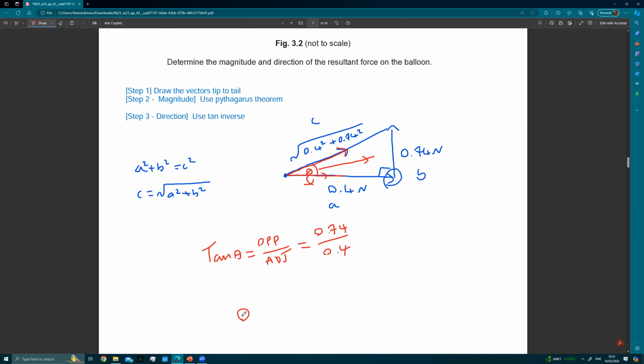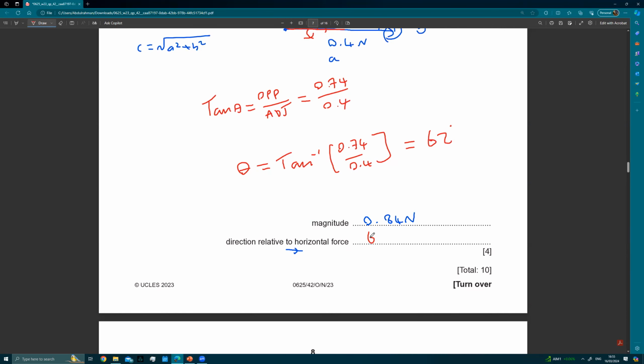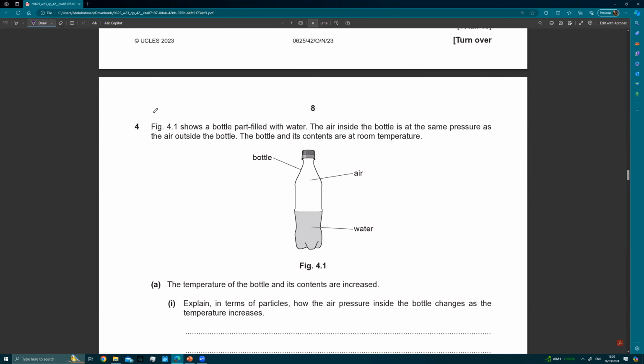And therefore, theta will equal tan inverse of 0.74 over 0.4. So that's what I meant by, if you want to work out a direction, you just use tan inverse. We're going to get 62 degrees to two significant figures. So we'll just write 62 degrees here. Okay, let's carry on.